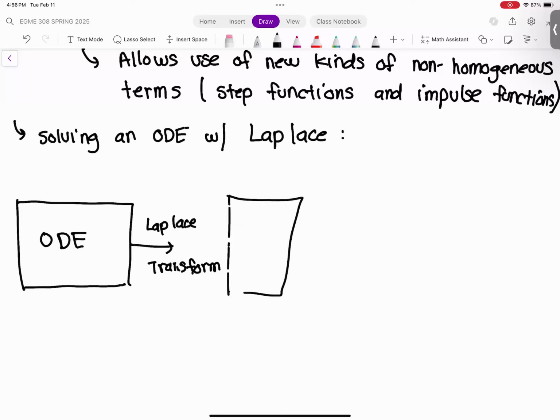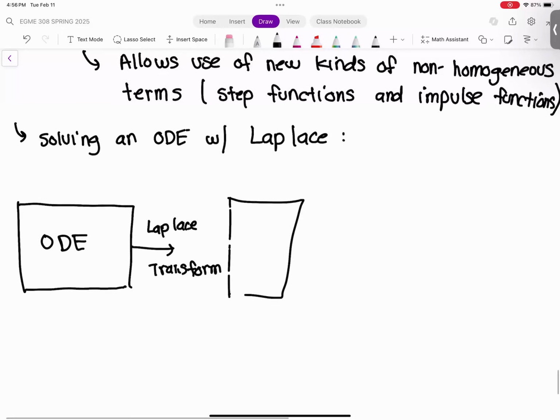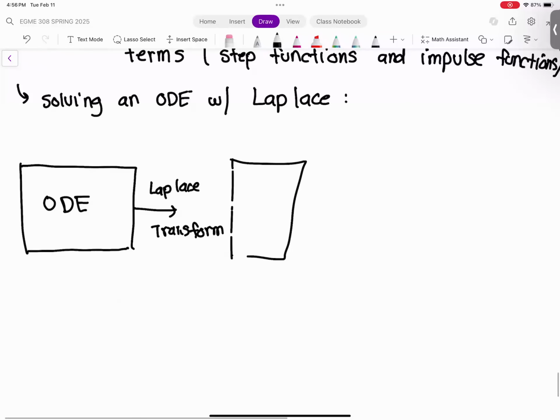And so what this is going to do is that instead of an ordinary differential equation, we now are going to have an algebra problem. Again, I say algebra problem as if it's easier, but you know, some of you may feel differently. Depends on how you feel towards partial fraction decomposition. So hopefully that rings a bell. We're going to be doing a lot of that very soon.